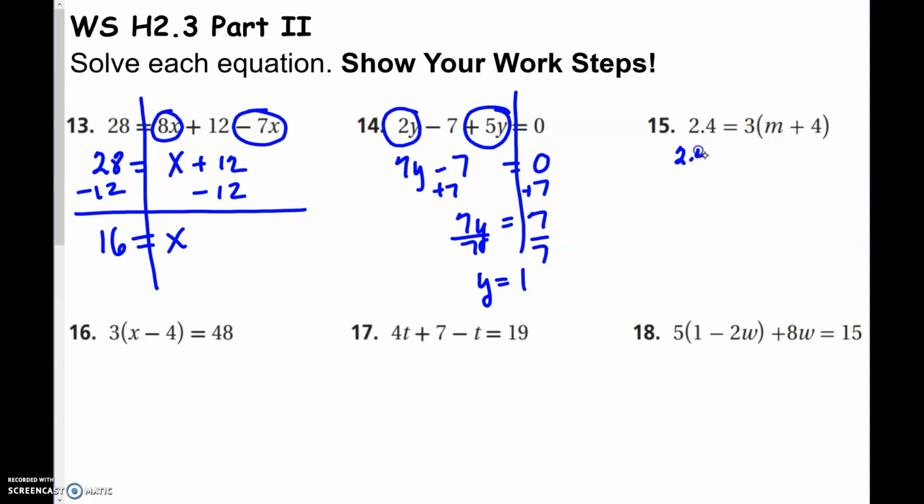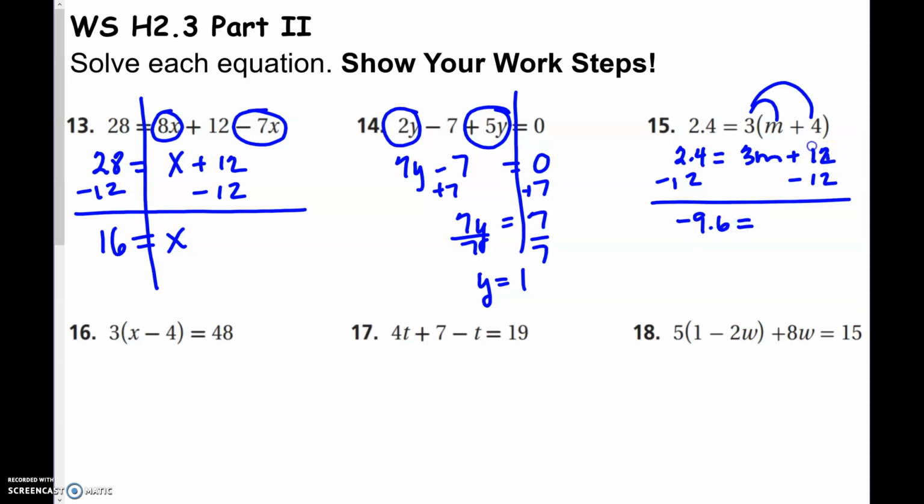All right, number 15 looks like we're going to have to distribute first. So 2.4 equals 3 times m is 3m, and 3 times 4 is 12. We're trying to get m by itself, so we need to move the 3 and the 12. What we're going to move first is subtract 12 from both sides. So go ahead and grab your calculator. 2.4 minus 12 is going to be negative 9.6 equals, and this cancels out, and we're left with 3m.